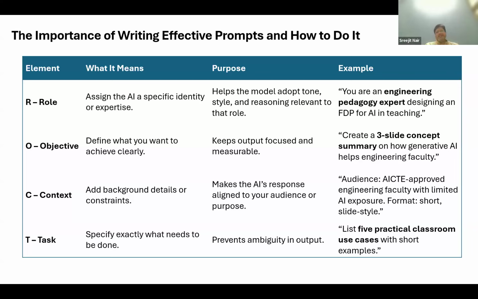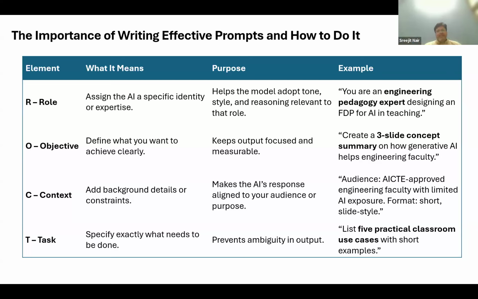Instead of just asking it to look for content, I can give it a role, where I say, assume you are an expert with AICTE courses in India. Then the large language model understands that I am an expert of 20 years, and I need to focus just on AICTE courses and how to have an advanced version. That is how you define a role. It assigns a specific identity or expertise, so the model adopts a tone, style, and reasoning relevant to the role.